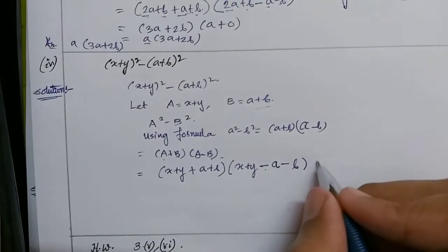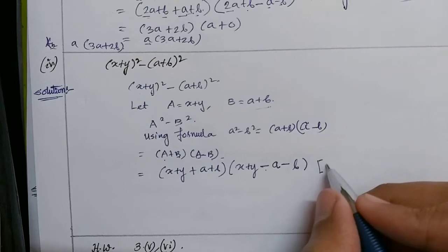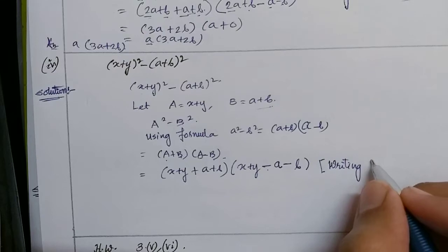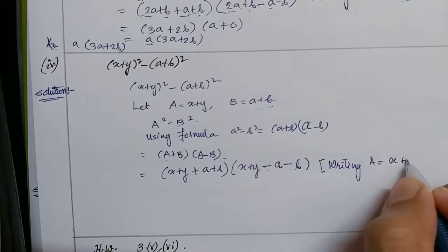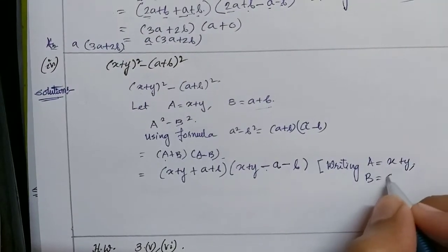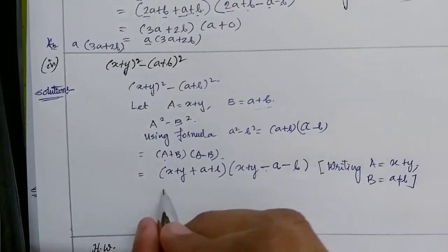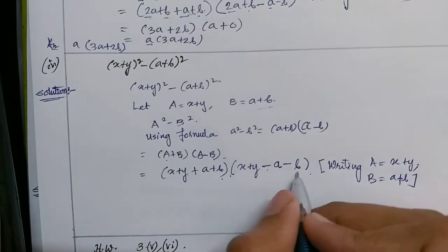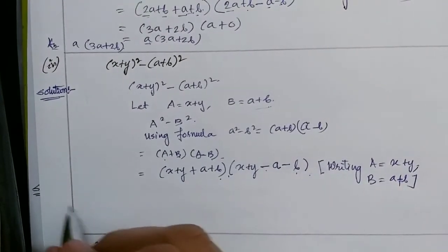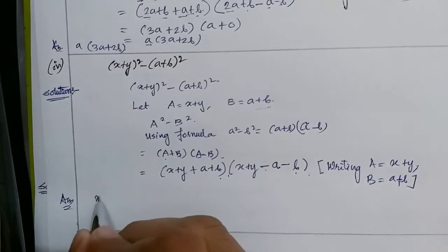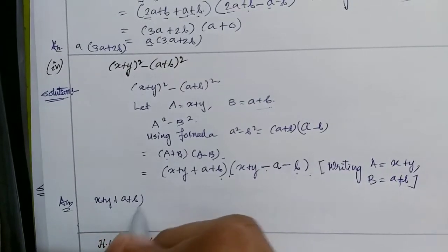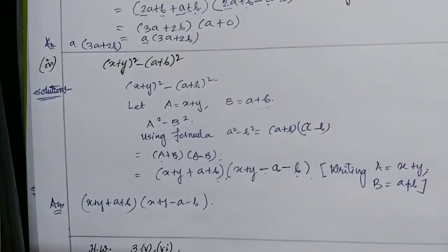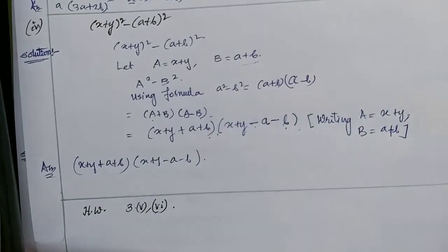Okay, so what did we do in this step? We have written A is equal to x + y and B is equal to a + b. Therefore, as you can see, this is the product form, something into something. So this is our solution, this is the answer: (x + y + a + b) into (x + y - a - b). Okay, so question number 3 part 5 and part 6 are your homeworks.